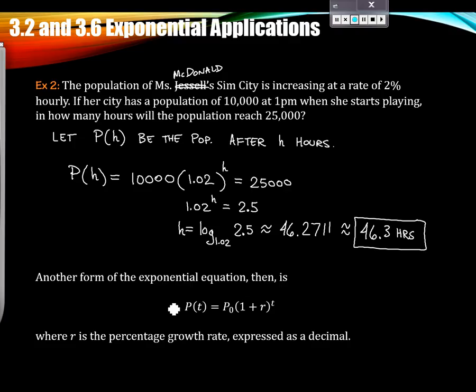Our growth factor is a little more complicated now. It's like 1 plus r instead. But still, 1 plus r is our growth factor. It's just like on the last problem, it was 3, or 3 to the 1/5, however you want to think about it. Same thing here, right? We're just thinking about it in terms of percent growth rate.